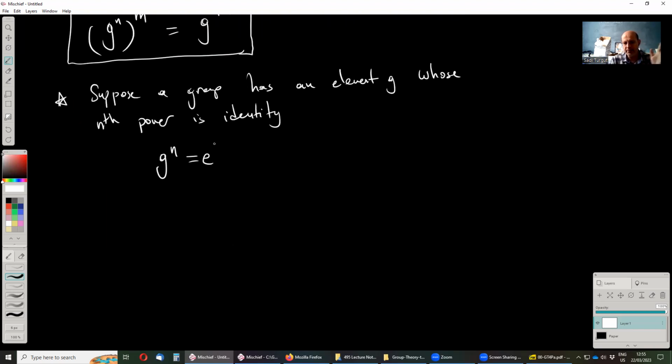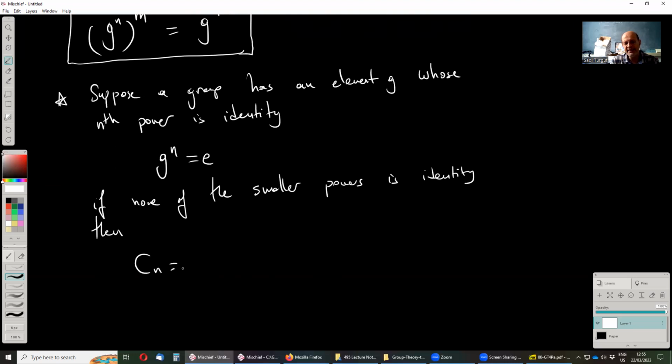But let's suppose that there's some kind of an abstract element in here whose nth power is identity and whose smaller powers are different from identity. So if none of the smaller powers is identity, then I'm going to call this Cn. So the set of elements which includes identity, G, basically all powers of G up until the n minus 1th power is a group.